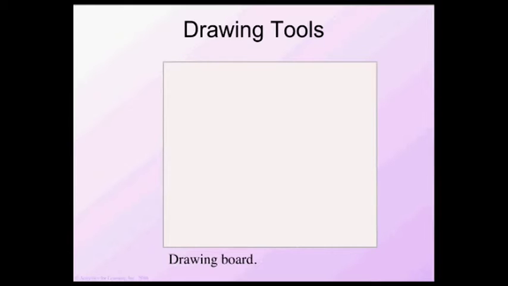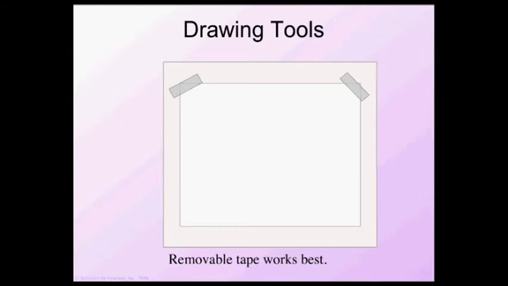Here I'm depicting our drawing board, and on it we will put our paper. The tape that we want to use is removable tape. That works best. Now, if you don't have removable tape, you can use regular tape, but the removable tape is nice because when you take the tape off, you don't have to peel off the corners off your paper also. Notice that we're only taping the top two corners. We don't want it on the bottom two corners because that tape will interfere with our tools. So we only need it on the top two corners.